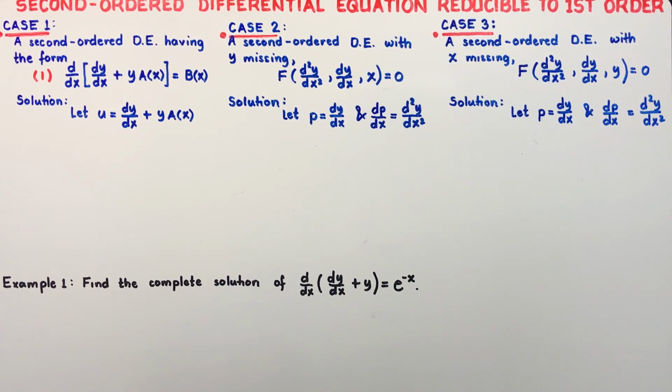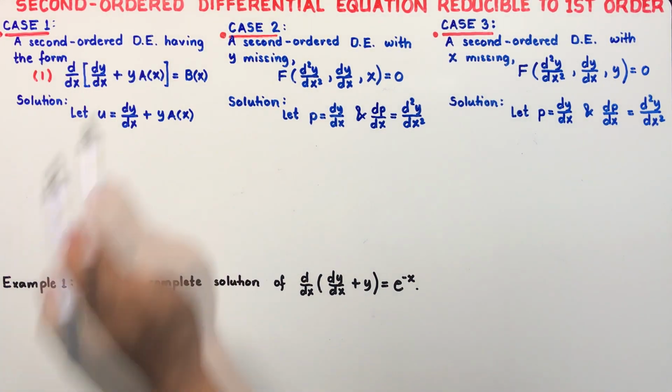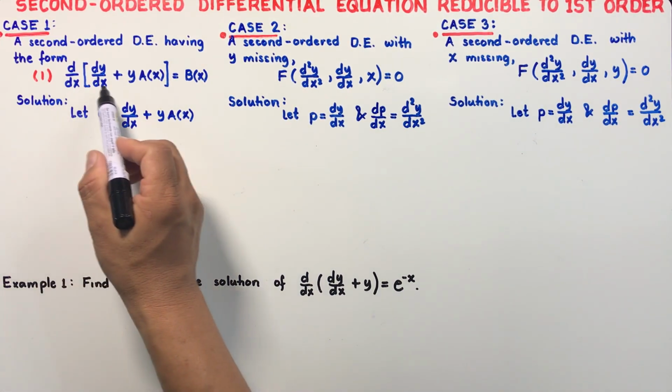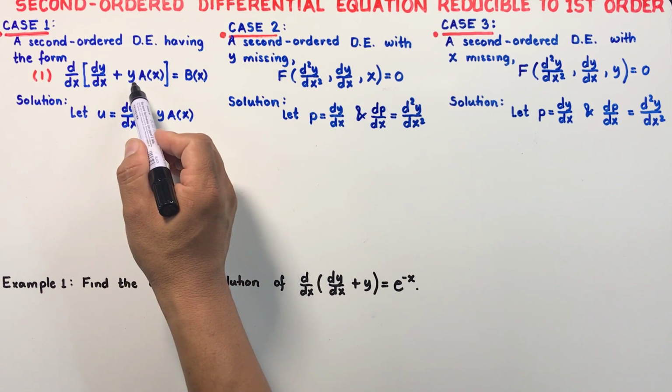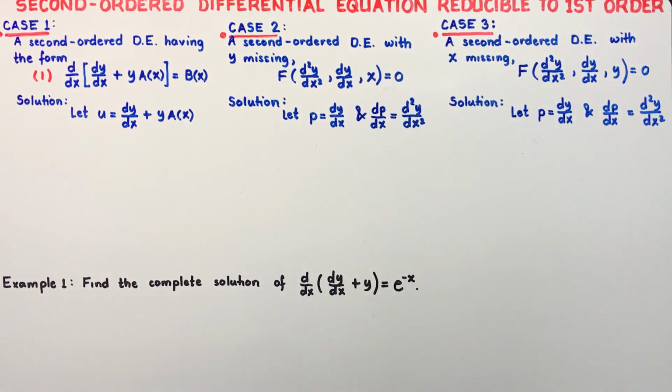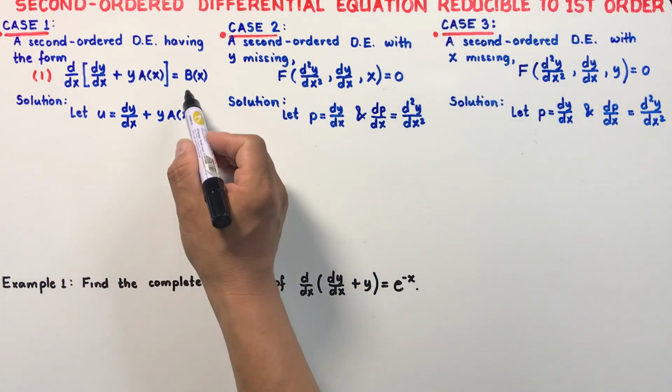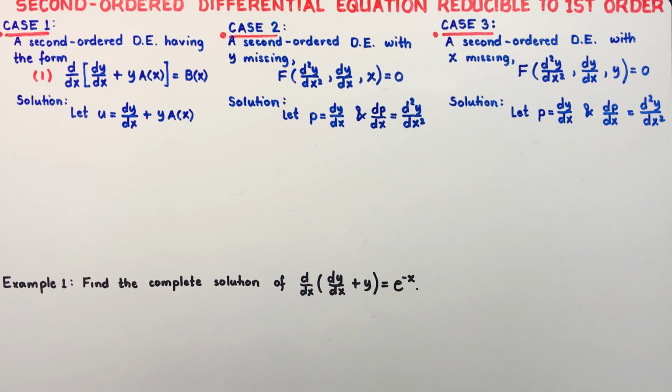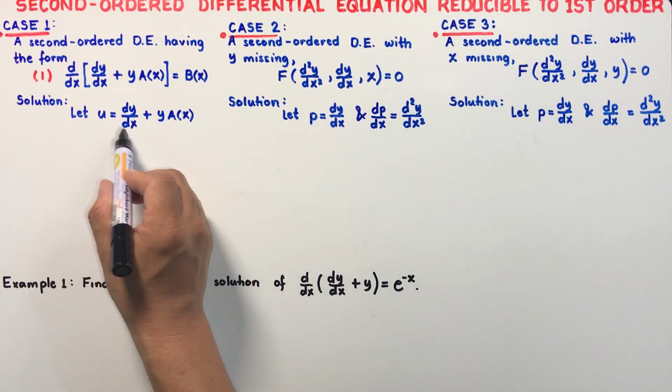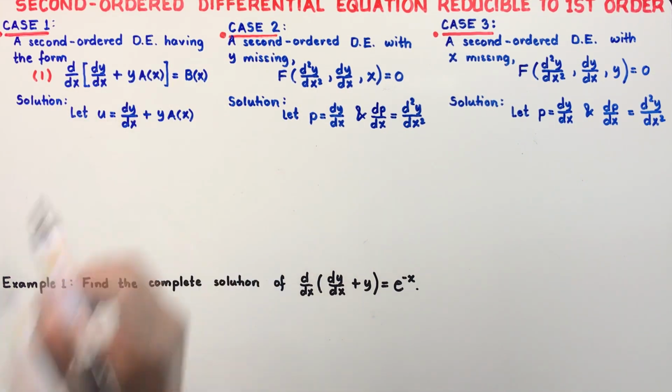Note that in the complete solution, there must be two arbitrary constants, since the differential equation under consideration is of the second order. So let's take the first case. A second-order differential equation having the form d/dx of (dy/dx + y times a function of x) equal to b of x can be reduced to a first-order differential equation when you let u be equal to the expression inside the parentheses.